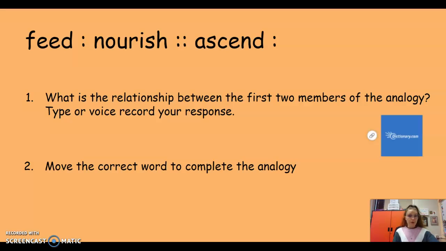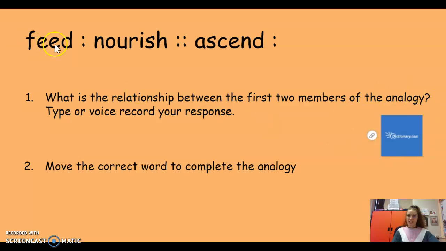So our first example is feed is to nourish, as ascend is to what? The first thing you need to ask yourself is, what is the relationship between the first 2 members of the analogy? You have the choice of either typing your response in this blank space or you can voice record your response. So I also have that link here to go to dictionary.com.